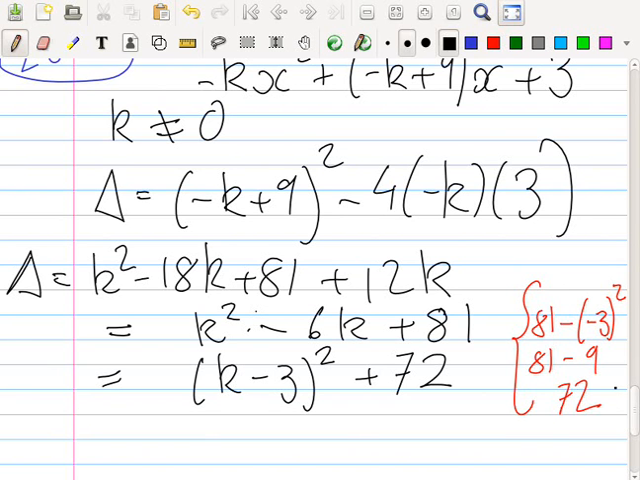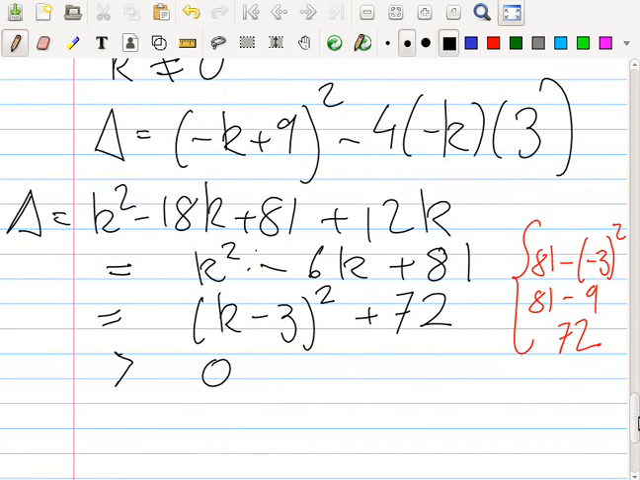Now that I've written it like this, it becomes very clear. Is it positive? Negative? What do we think? Positive, yeah, because this here is positive and this here is positive. So we can clearly see, although we don't know what k is, it's some number except 0, that it's positive. And in fact, could it equal 0? No. So not only is it positive, it's also not 0, which makes it very clear. How many solutions does it have? 2 roots.